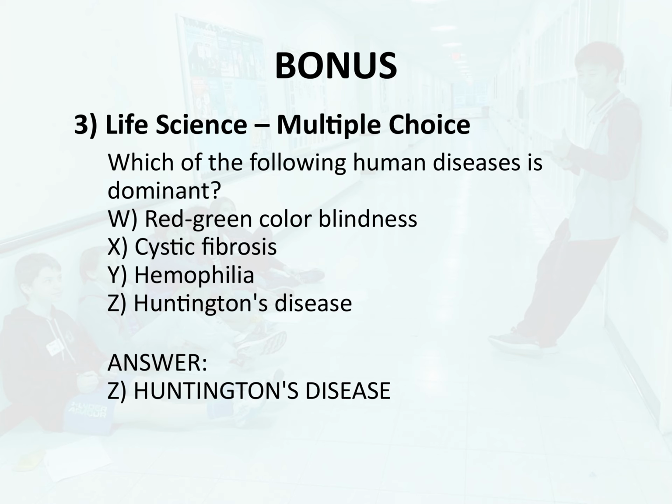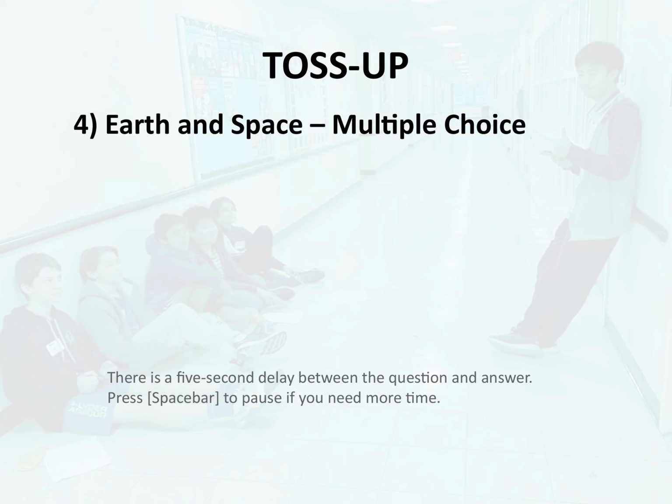Answer. Z. Huntington's disease. Toss-up 4. Earth and space, multiple choice. Which of the following types of rocks typically exhibit stratification? W. Igneous. X. Metamorphic. Y. Sedimentary. Z. Biological.